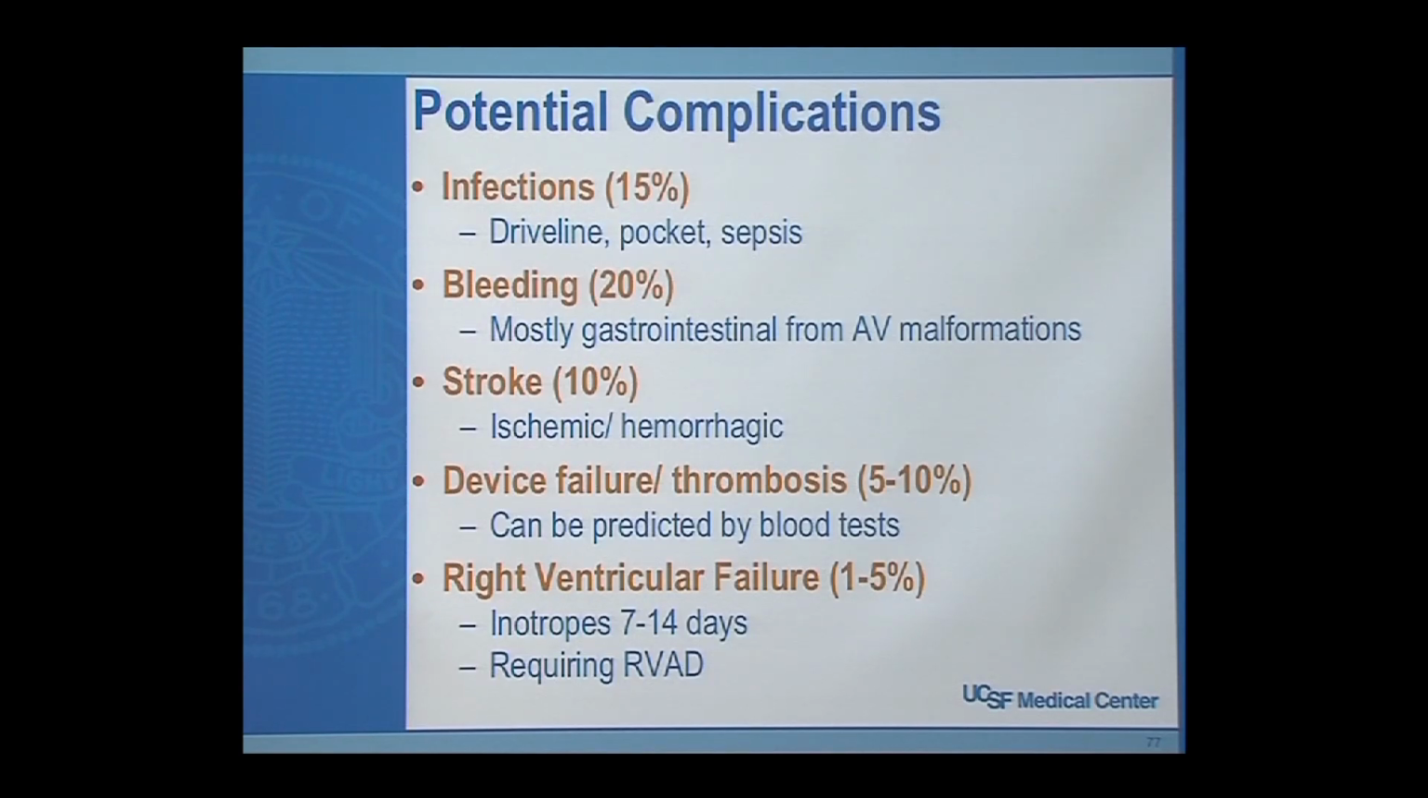Bleeding. About 20% of the patients, especially if they had prior ulcers or colonic diverticuli, can bleed, because all these pumps require blood thinners. They're metal, so to speak. And if you don't get blood thinners, they clot. So we have to put patients on blood thinners. Some patients can bleed. If you don't have a blood thinner or if your level is too low, patients can have a stroke.